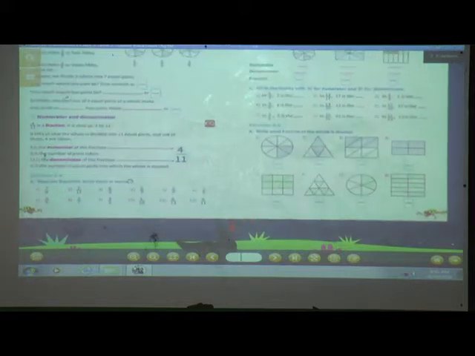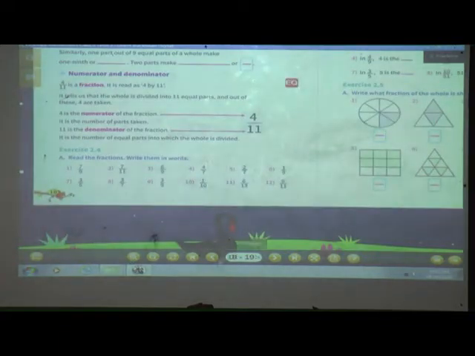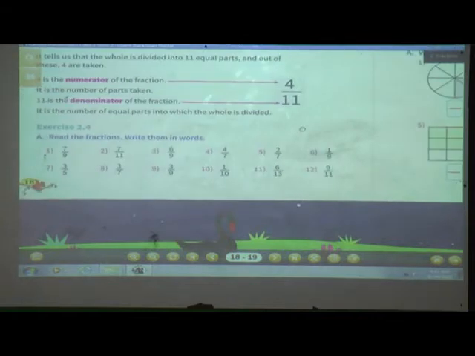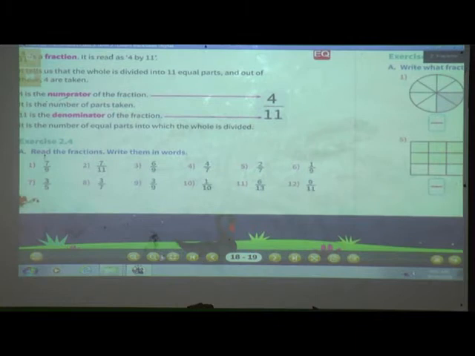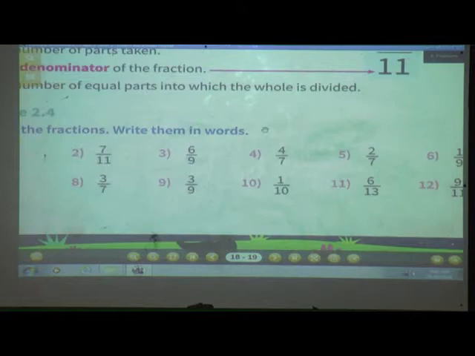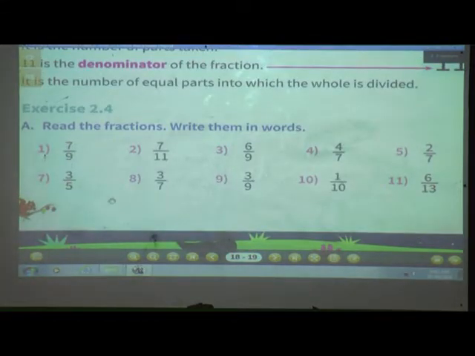Now let us solve exercise 2.4. You have to keep your textbook in front of you. Here I will tell you all the sums one by one. Okay. First question: read the fractions and write them in words. See here, they have given us some fractions, and we have to write those fractions in words. Now see the first one here.